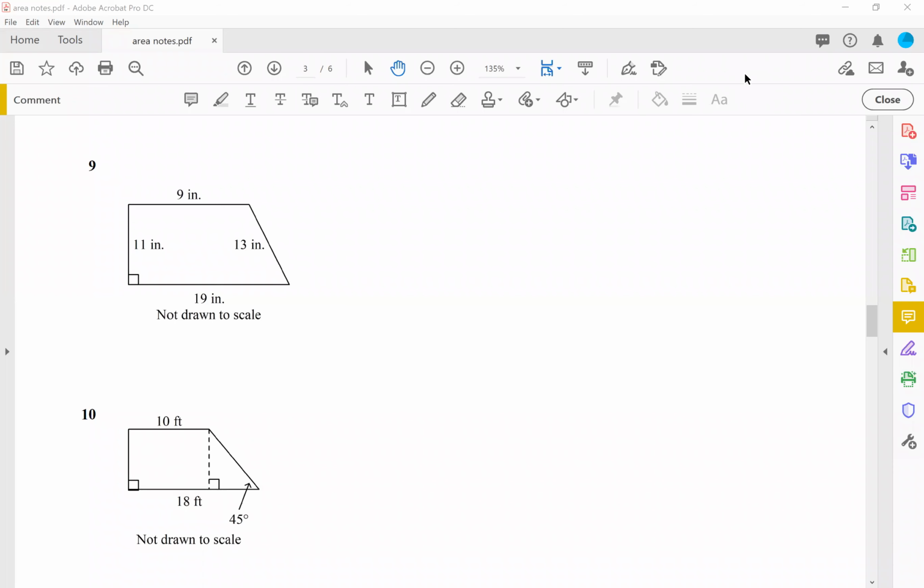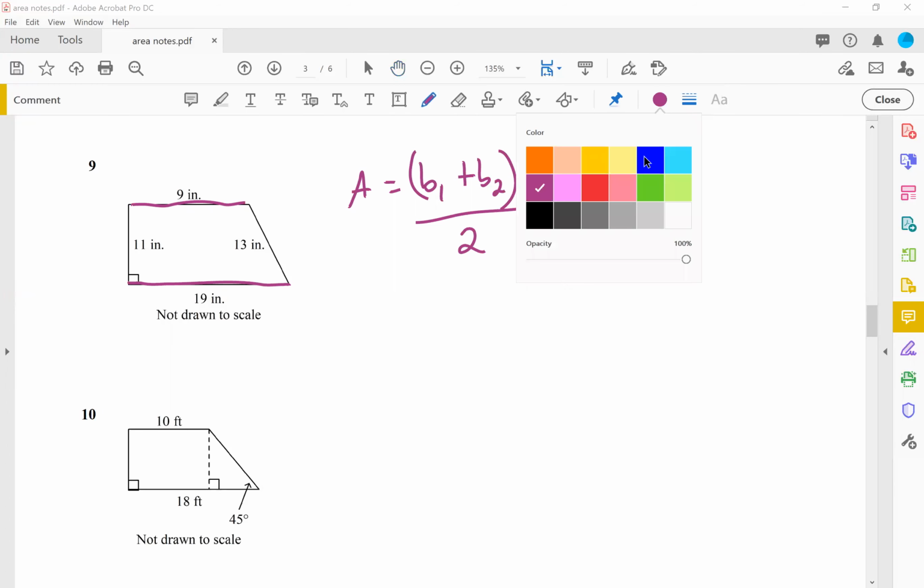Okay. I'm going to do this one here that's a little bit simpler first, and then we're going to go back up there. So this is a trapezoid. All right, and the area for a trapezoid is base 1 plus base 2 times the height, and then you divide by 2. So your bases are these parallel sides, okay? And it doesn't matter which one you call base 1 and which one you call base 2. It's interchangeable.